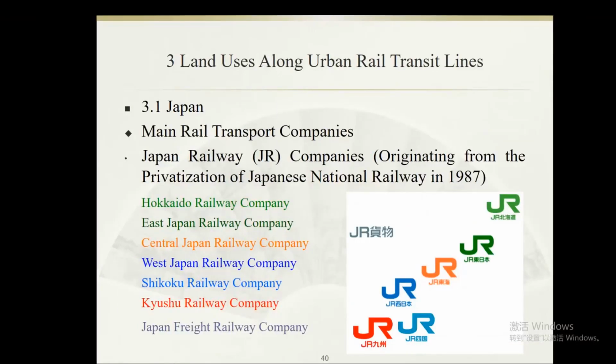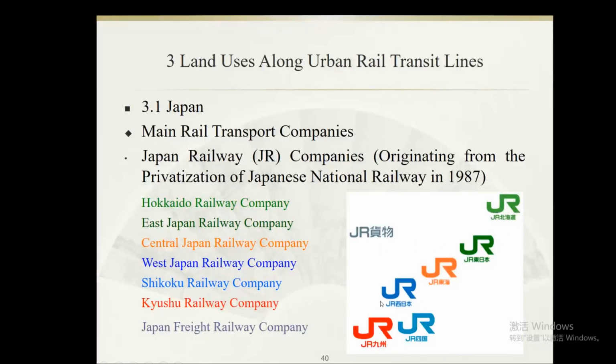The main rail transport companies in Japan are called JR, meaning Japan Railway. JR companies originated from the privatization of Japanese National Railway in 1987. Now, JR totally has seven companies: Hokkaido Railway Company, East Japan Railway Company, Central Japan Railway Company, West Japan Railway Company, Shikoku Railway Company, Kyushu Railway Company. These six are passenger railway transport companies. And another one, JR Freight Railway Company.